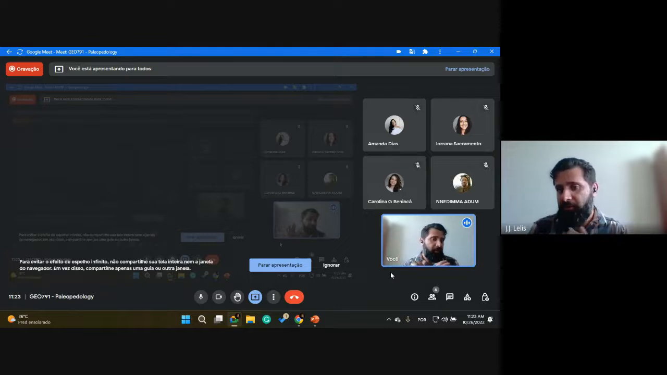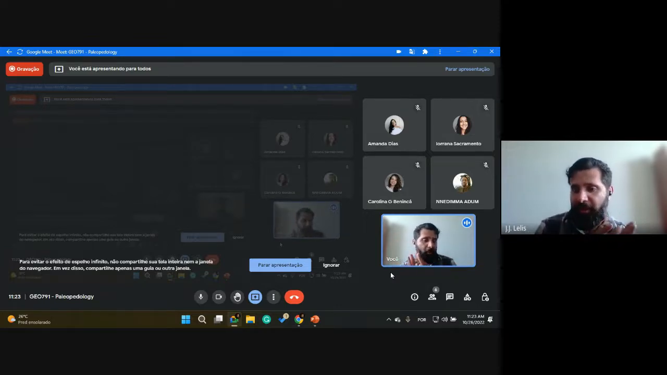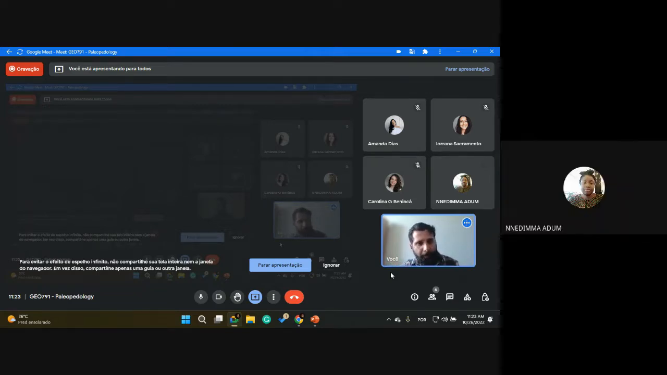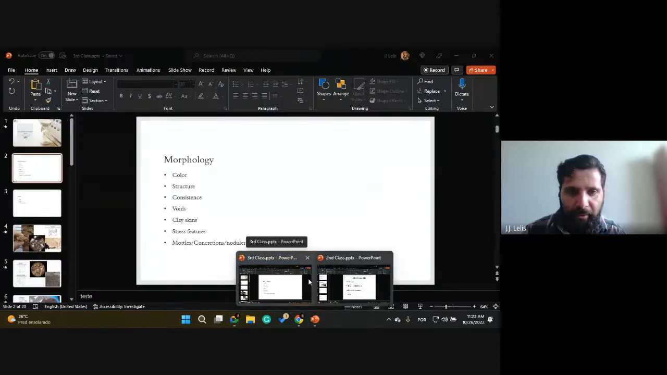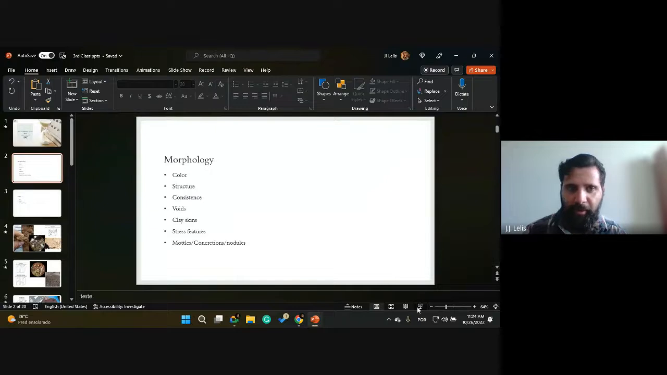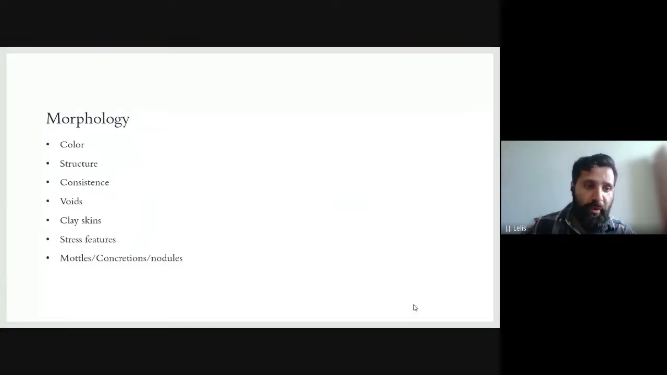Okay, so you can find some voids that are quite related to ants or termites, and you can find some root influence in the formation of voids too, but we can also find voids that are not related to biological activity. Okay? Let me go back. So the voids are some properties that we usually describe.